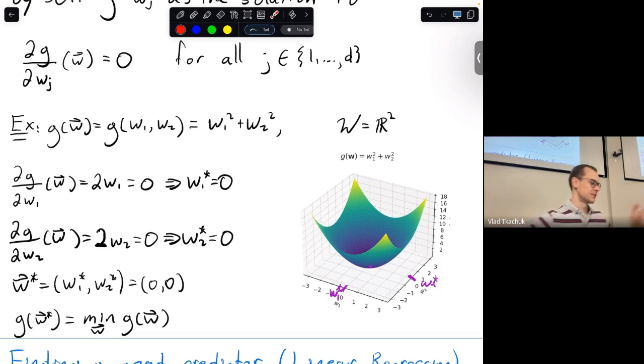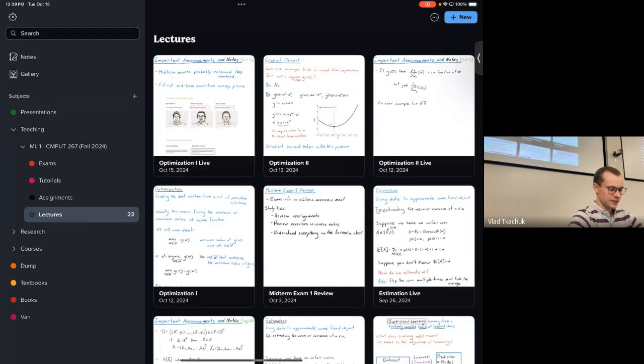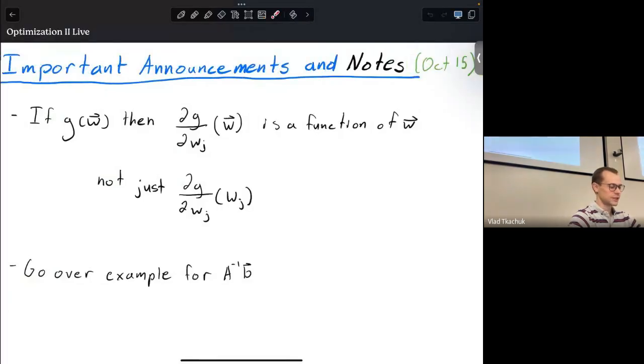Okay. Anyways, that's the closed form stuff. So now we talk about how to solve this with this thing called gradient descent.